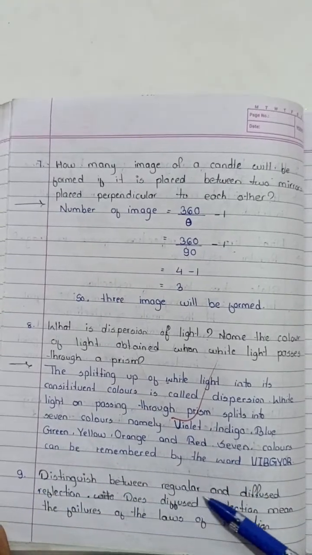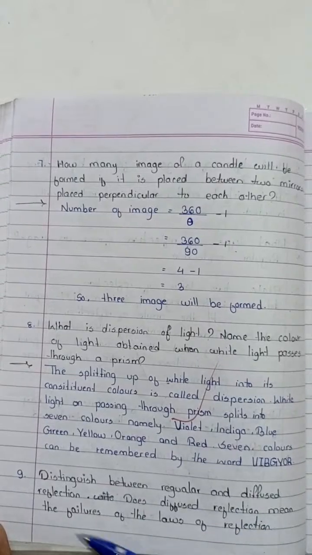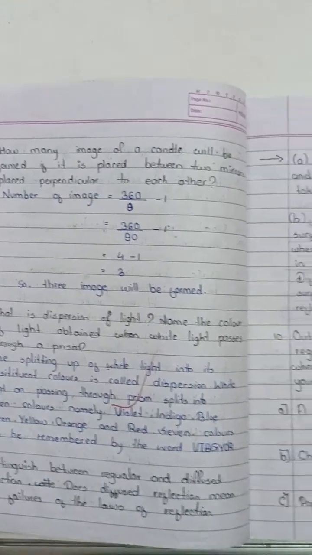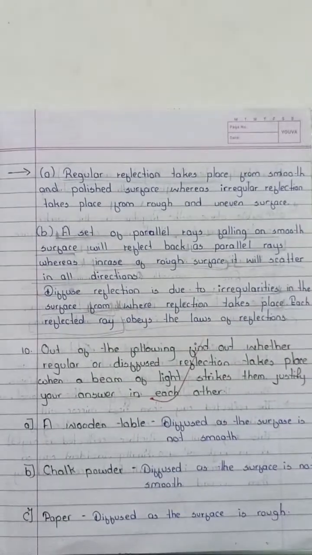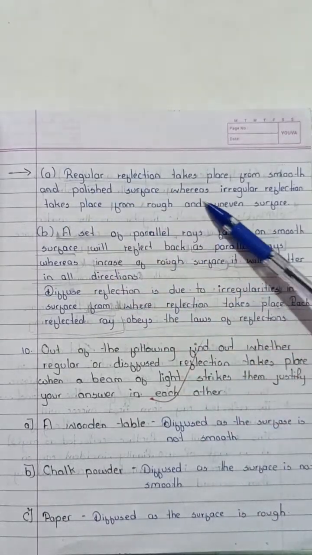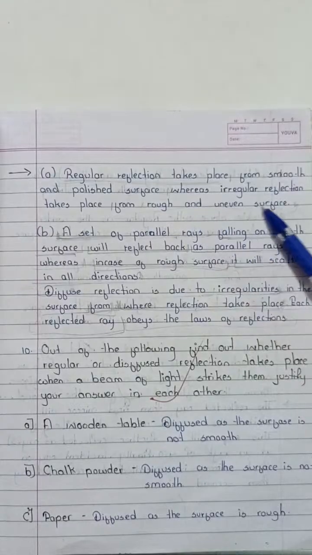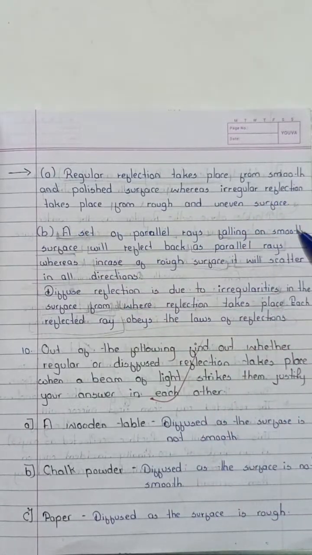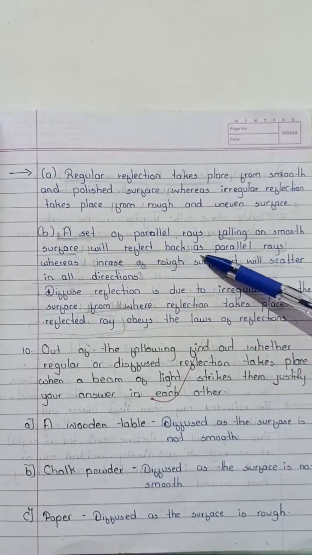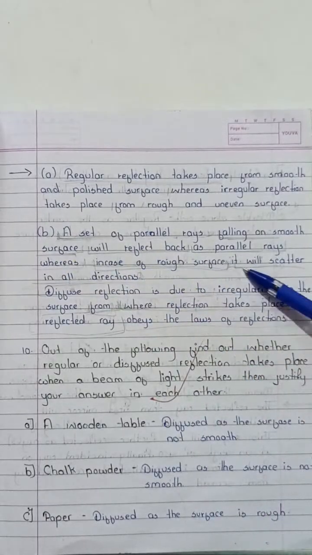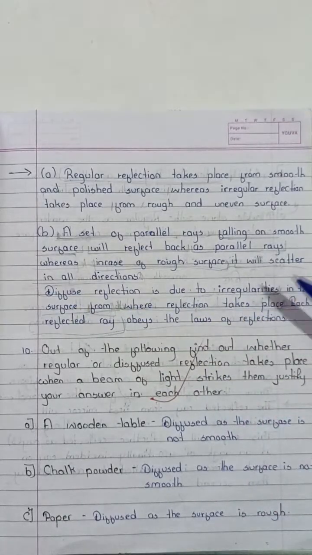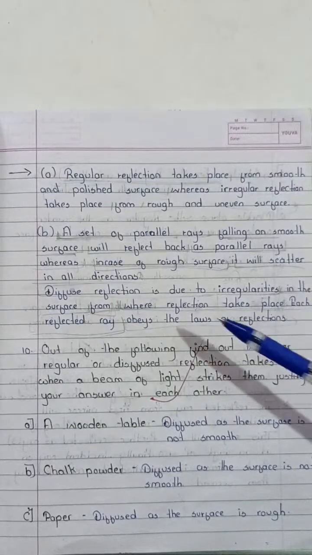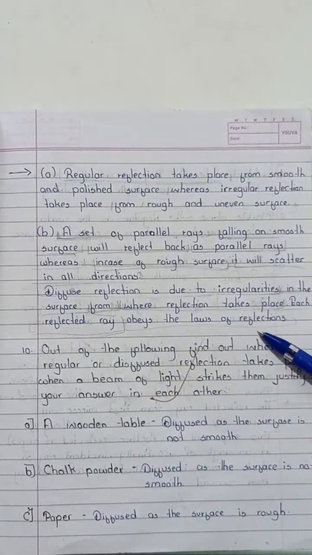Ninth, distinguish between regular and diffuse reflection. A. Regular reflection takes place from a smooth and polished surface, whereas diffuse reflection takes place from a rough and uneven surface. B. A set of parallel rays falling on a smooth surface will be reflected back as parallel rays, whereas in the case of a rough surface they will scatter in all directions. Diffuse reflection is due to irregularities in the surface from where reflection takes place. Each reflected ray obeys the law of reflection.